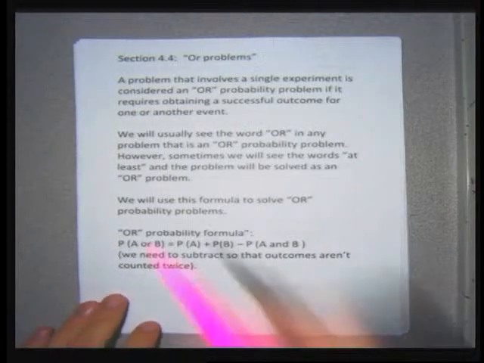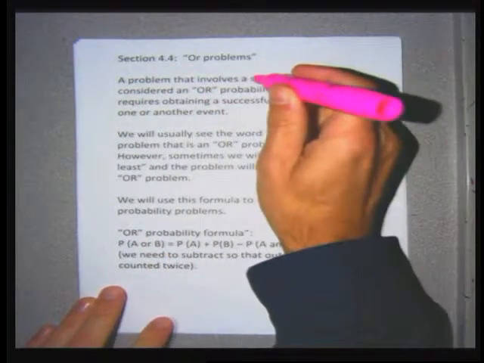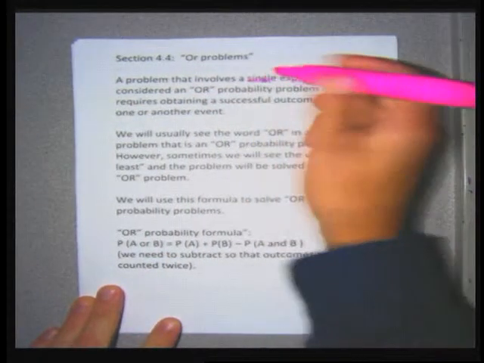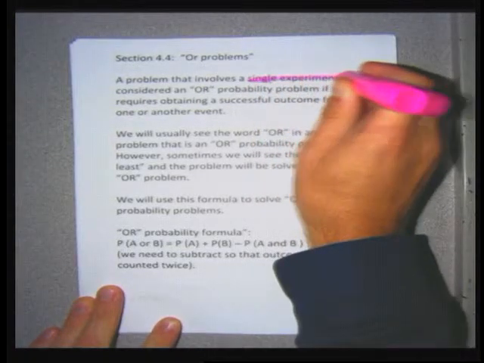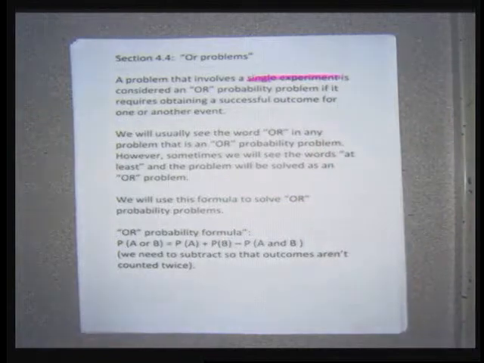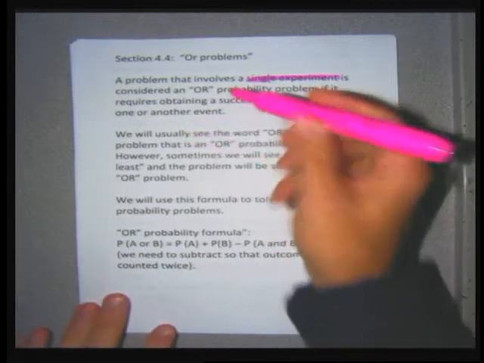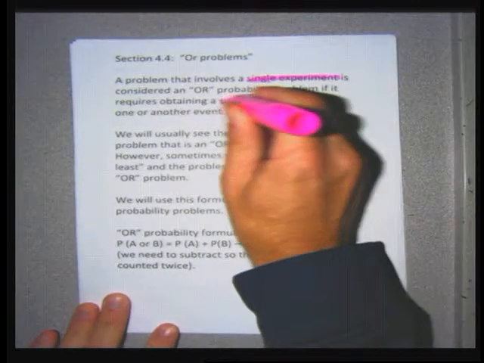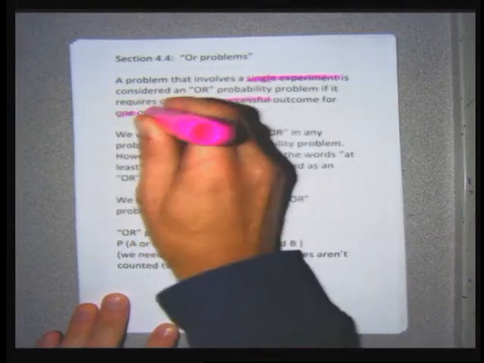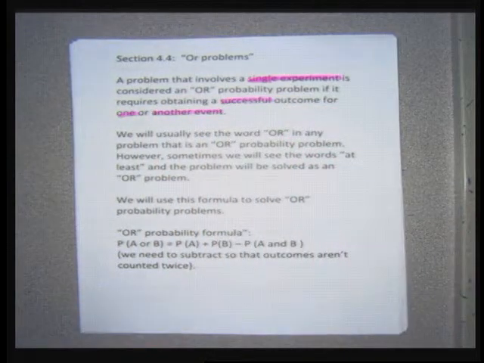We'll do AND problems at some point, but for OR problems, the thing that makes a problem an OR problem is that it's a single experiment, like picking one ball out of a jar, or rolling a pair of dice once, or picking one card from a deck of cards. So it's a single experiment, and it's an OR problem if success is determined by one of two events, one event or another event happening. So the experiment is successful if one event or another event happens, hence the OR problem.